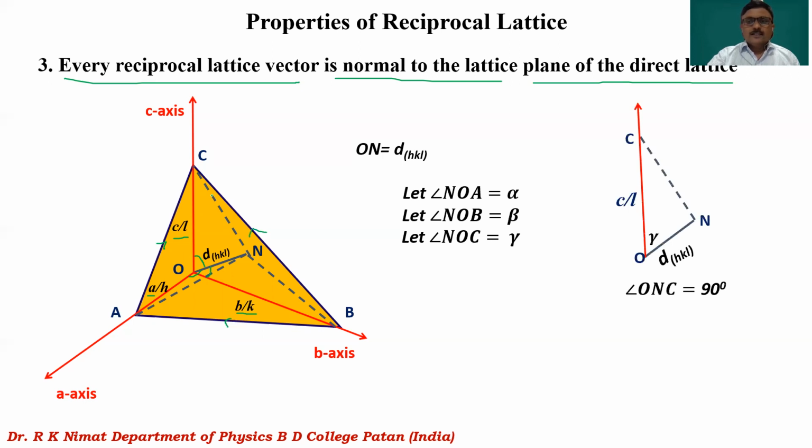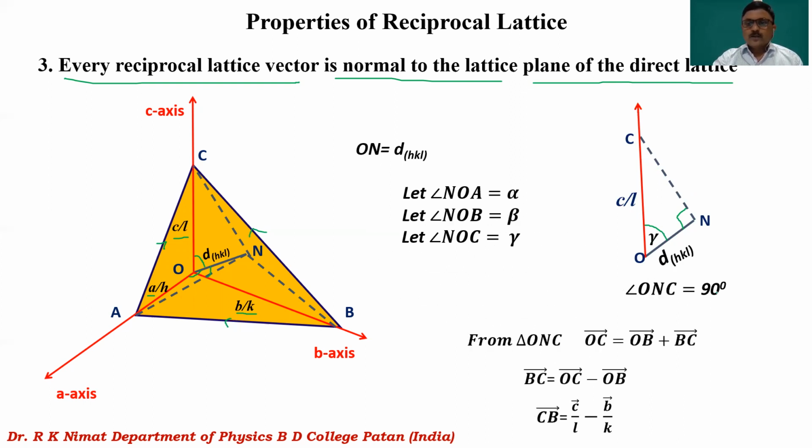For that, let us consider this small part of the figure I have shown here. This angle is alpha, this is ON perpendicular, and I have joined NC. So this angle is 90 degrees. We have to calculate the cos theta in the next article. But for the time being, remember that this angle at N is 90 degrees, and this is a right angle triangle. Now we'll calculate from this triangle ONC.